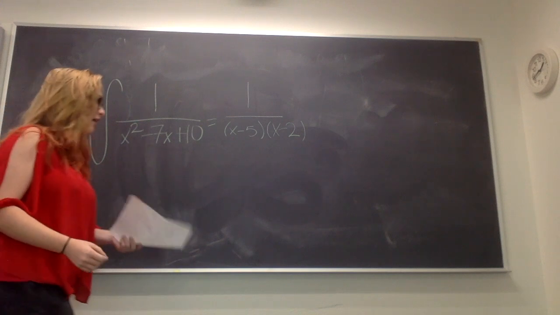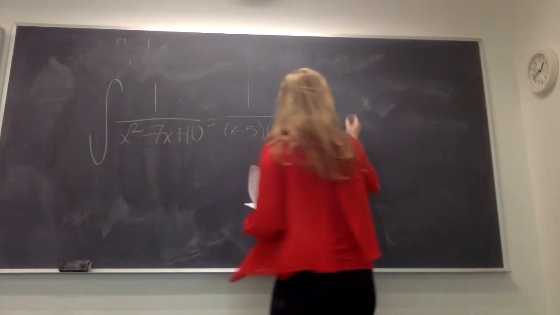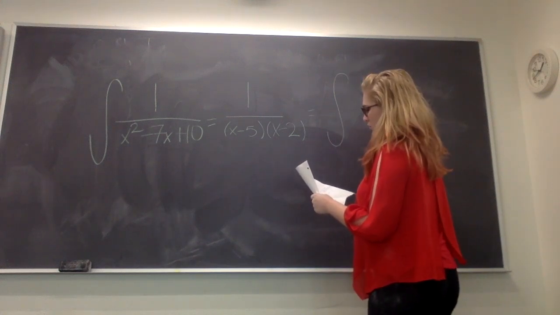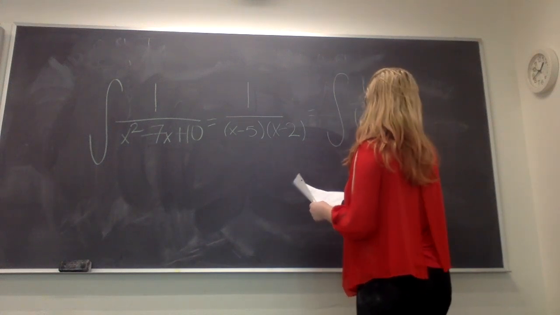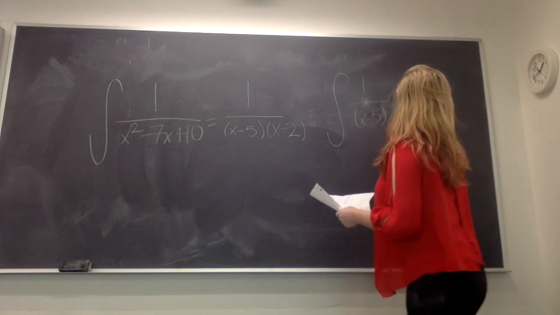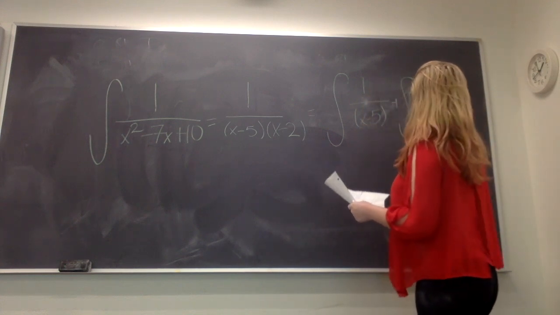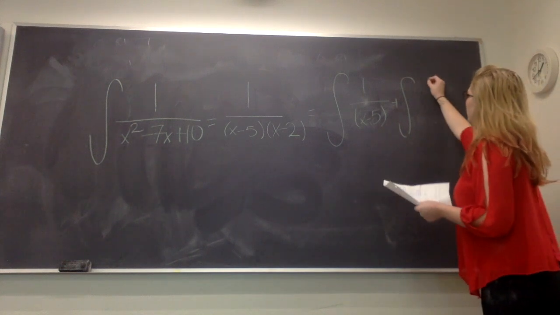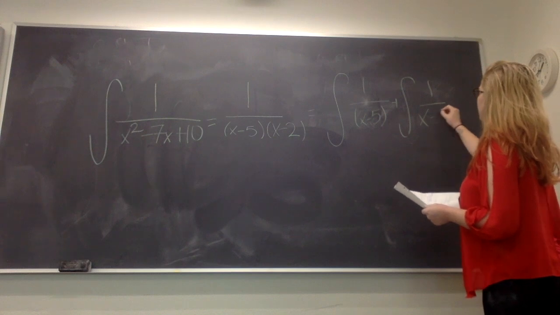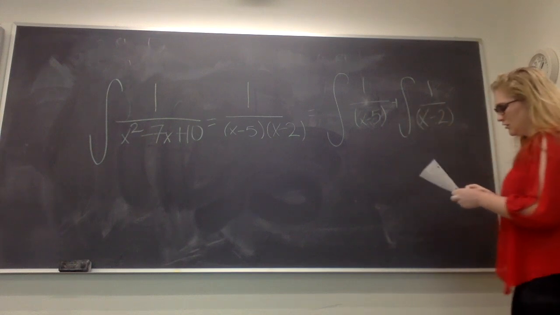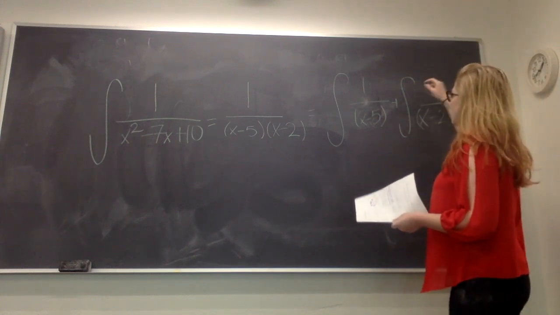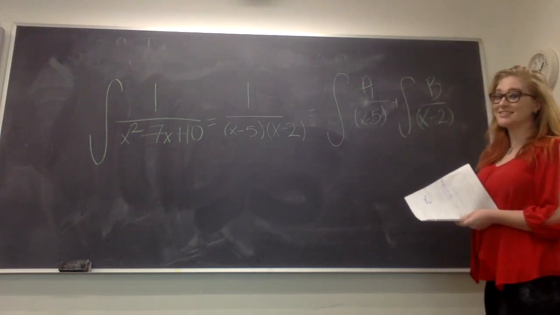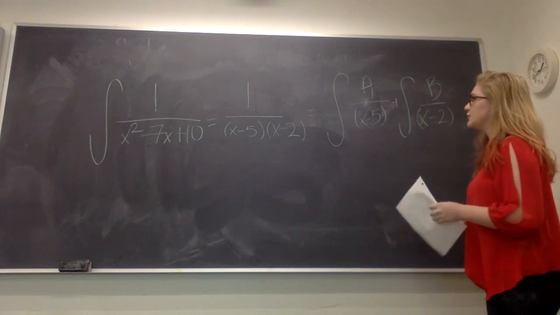What you want to end up doing then is splitting it up. So then you would have your integral of 1 over x minus 5 plus your integral, because you're splitting the integral in half, so you need to have integrals on both parts. And your integral of 1 over x minus 2. Then you want to have constants on top, so change your 1's into a and b. That's how you start off your partial fractions for integration.